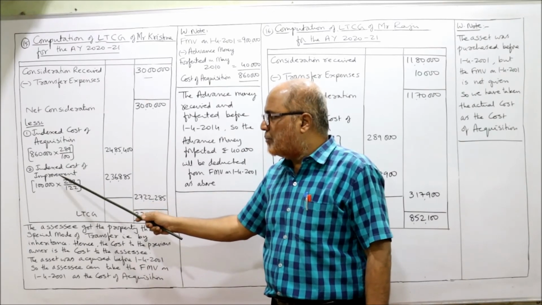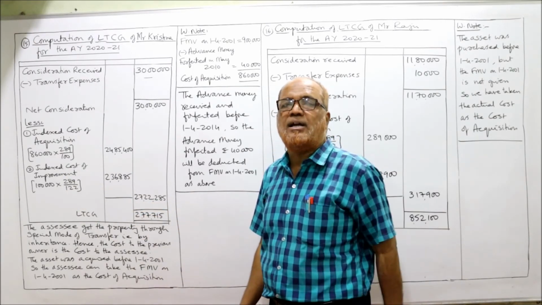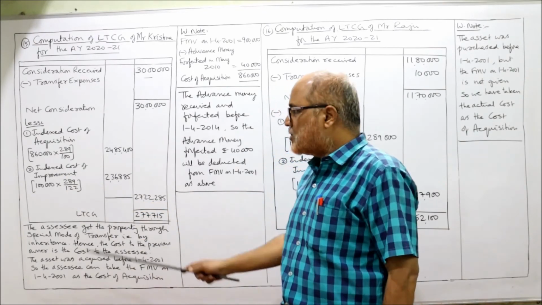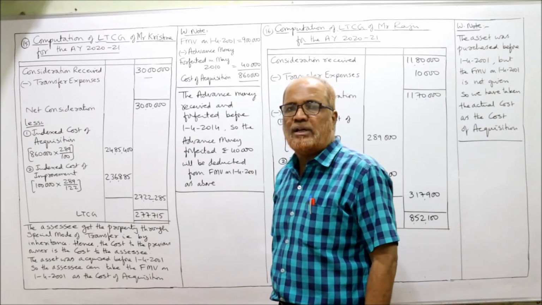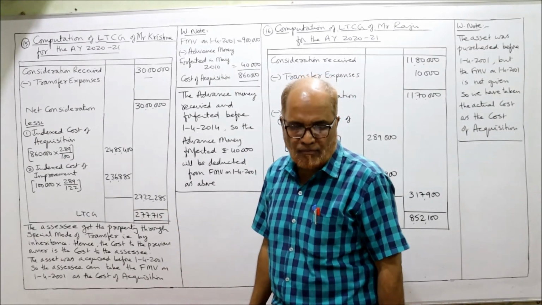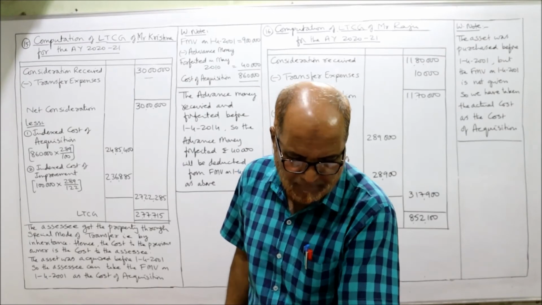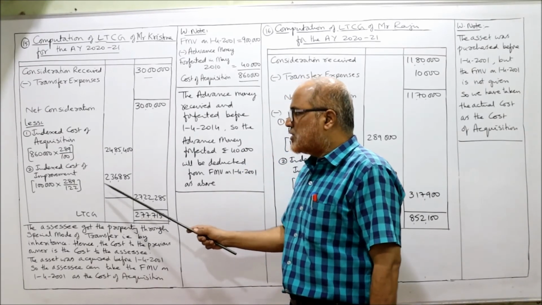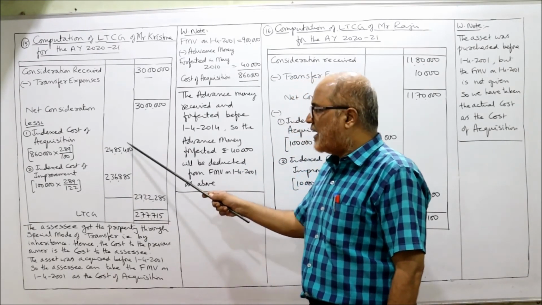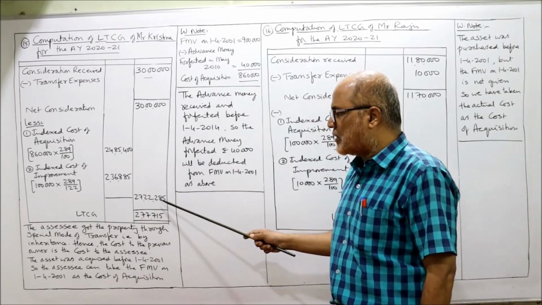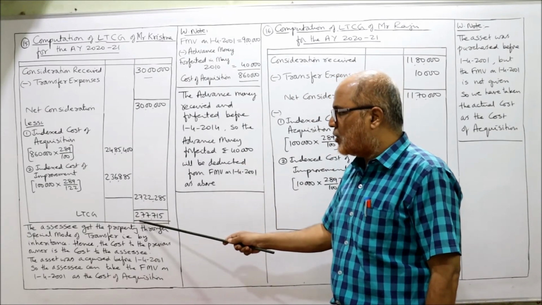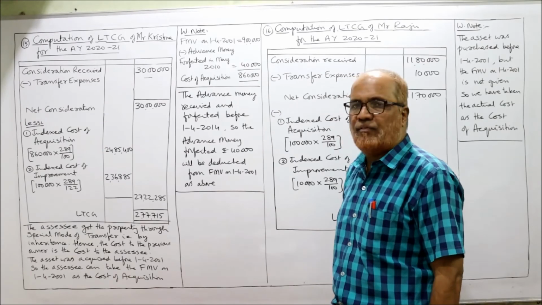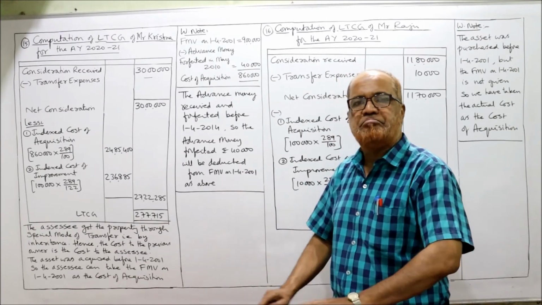Now indexed cost of improvement: 1 lakh rupees he has spent in the year 2006-2007. So 1 lakh into 289 by 122. 122 is the index number for the year 2006-2007. It is given in the problem. So 2,36,885. Add up, 27,22,285. Subtract, you will get 2,77,715 as LTCG. That's it.